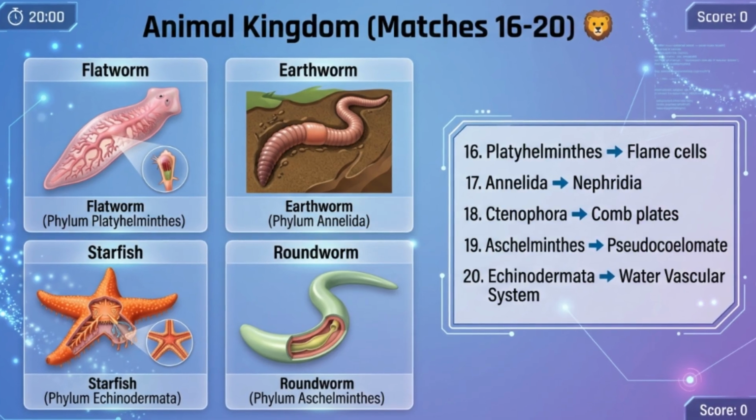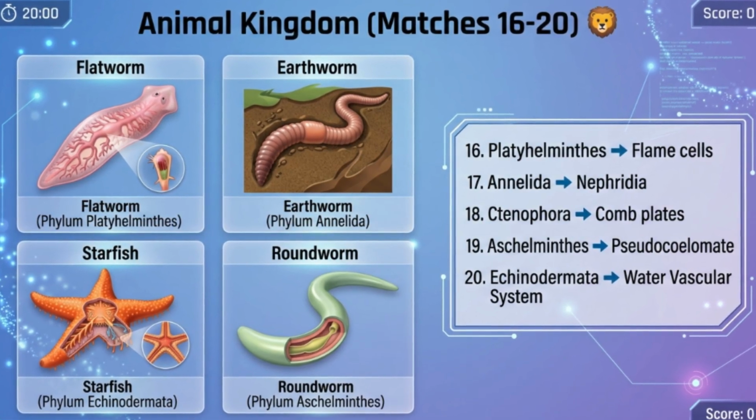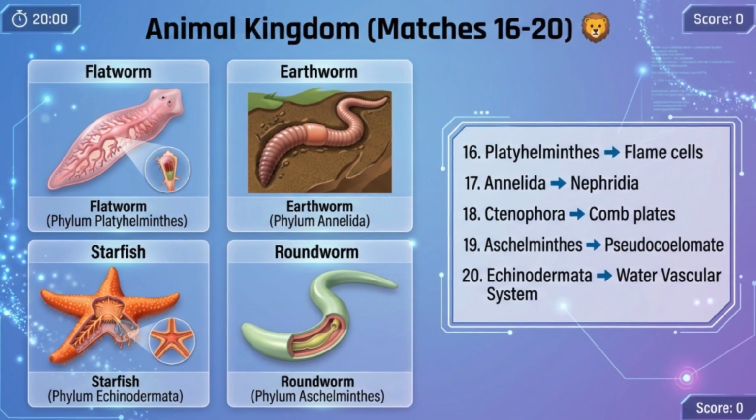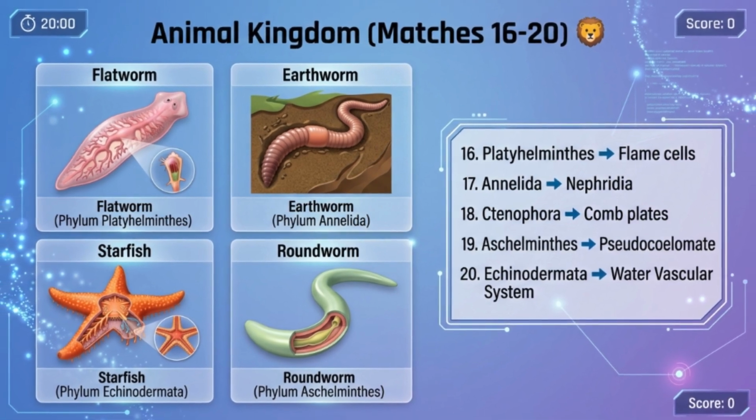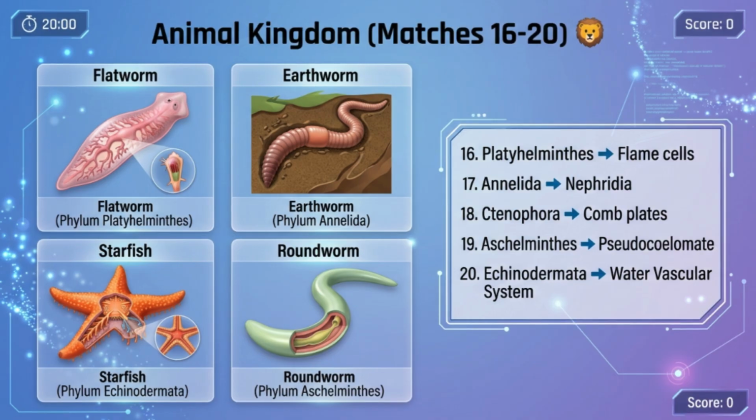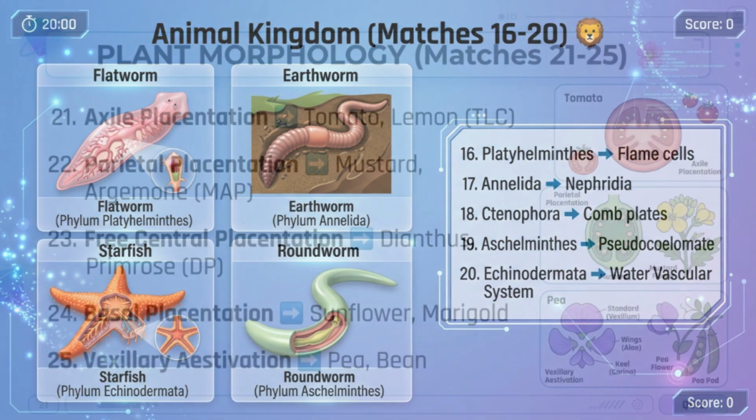Next, the animal kingdom. Platyhelminthes use flame cells for excretion. Annelida use nephridia. Ctenophora are marine animals that use 8 ciliated comb plates for locomotion. Aschelminthes are pseudocoelomates, the only ones. And echinoderms have a water vascular system.